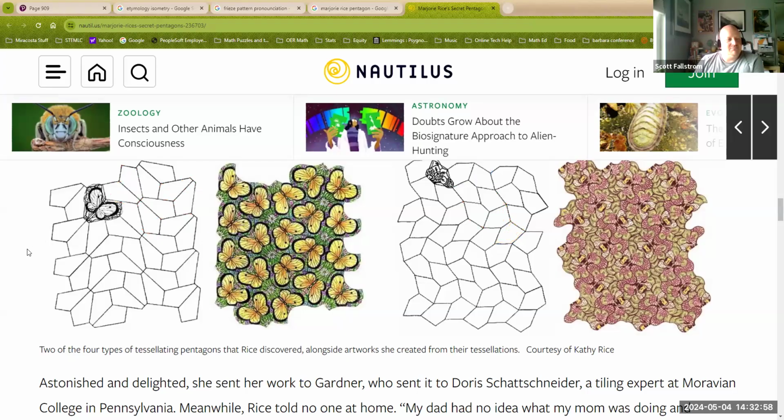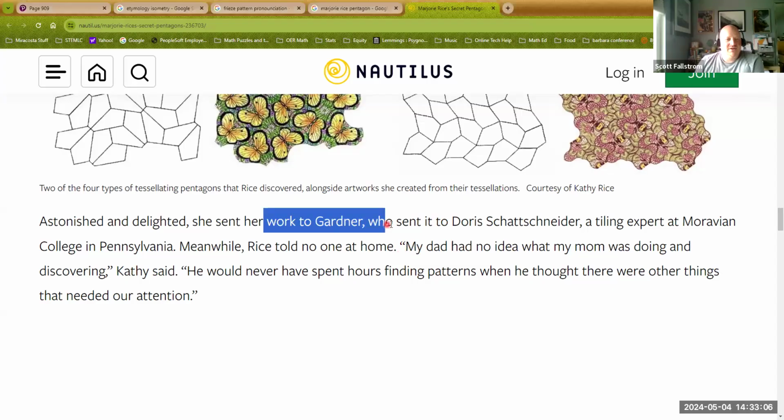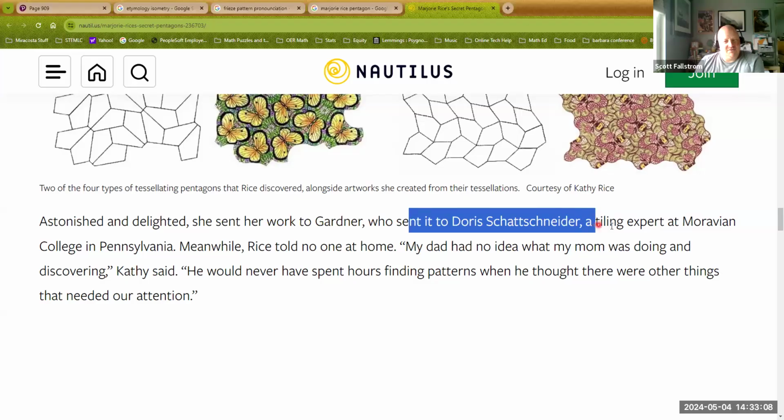Some other things you don't have here, but she was just sitting down and she sent it in. She sent her work to Martin Gardner. Martin Gardner sent it over to a mathematician, a tiling expert at a college in Pennsylvania. But she didn't tell anyone.